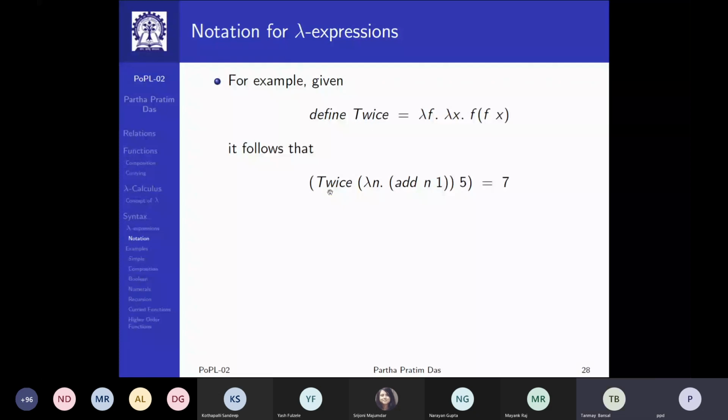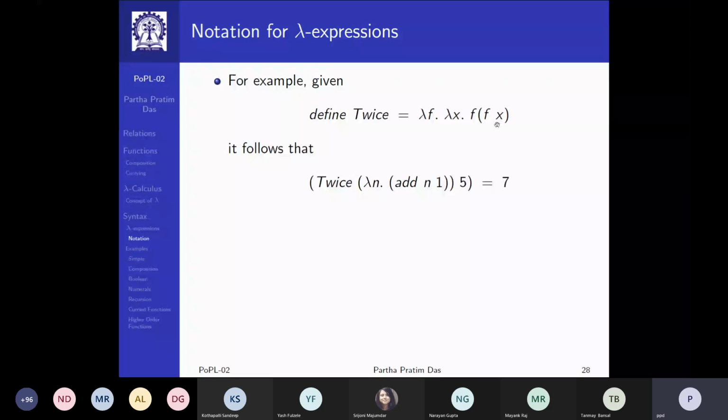How in the example evaluation 7? Yes, this is f. This whole thing is f, and this is x. So it is an application where you take this whole lambda expression. You have two parameters, so you need two values here. This is the value of f, which is lambda n dot add n 1. This is the whole thing, and 5 is the second parameter, which is x.